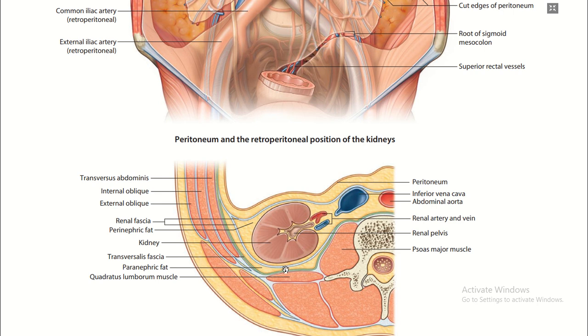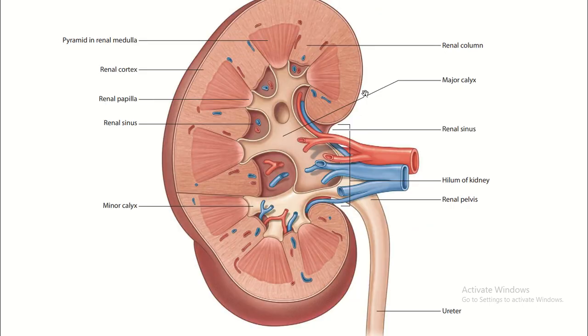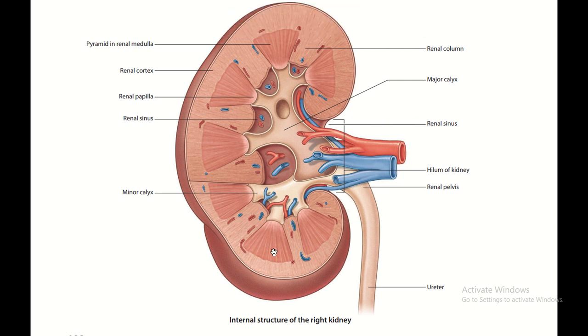Let's take a look at the structure inside the kidney. Right, so the kidney is bean shaped, and it has a hilum. So it has a convex surface and a concave hilum. Here on the hilum is where you have structures leaving and entering your kidney. We're going to look at it as we talk about the blood supply of the kidney.